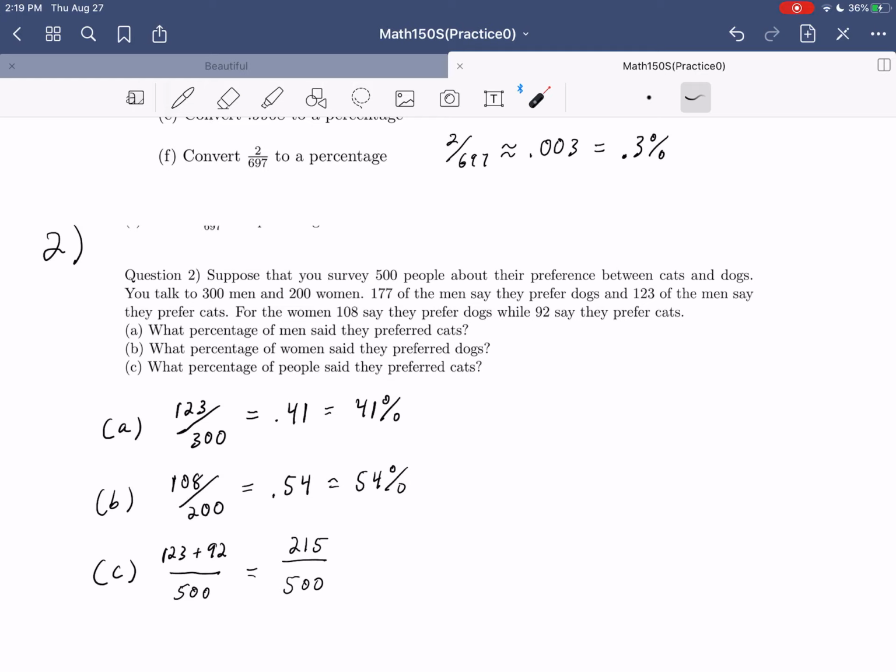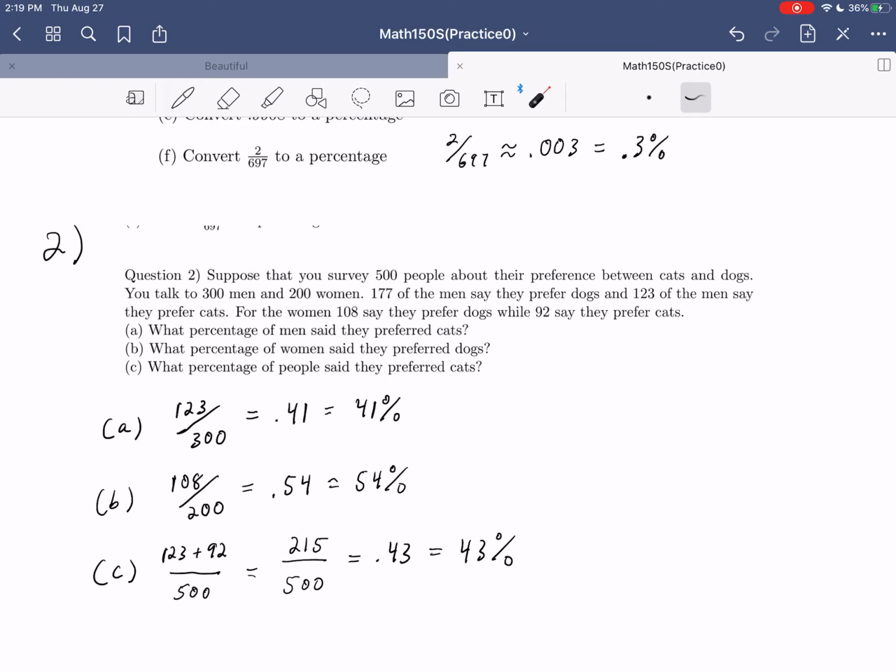Now we can go ahead and do this division. You should get that this is 0.43. So that would be 43%. Alrighty, so there we go. There's some examples of making sure that you can calculate percentages based on some information here.